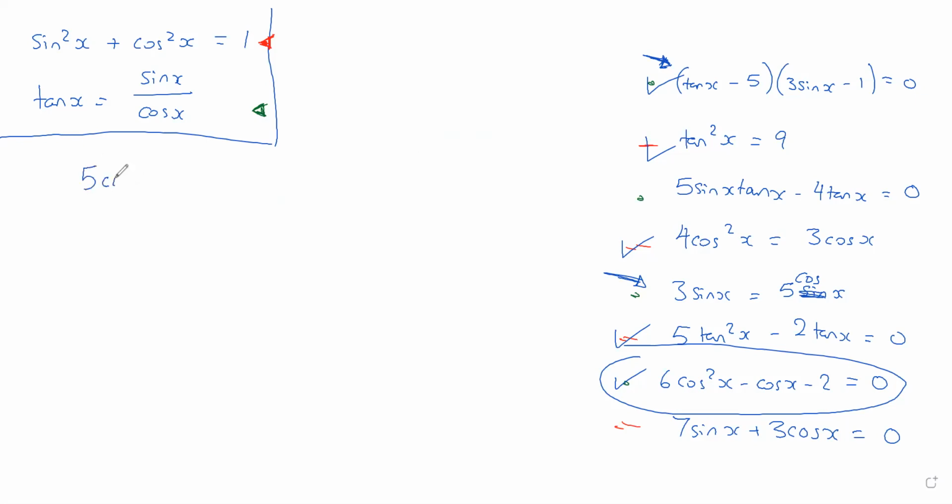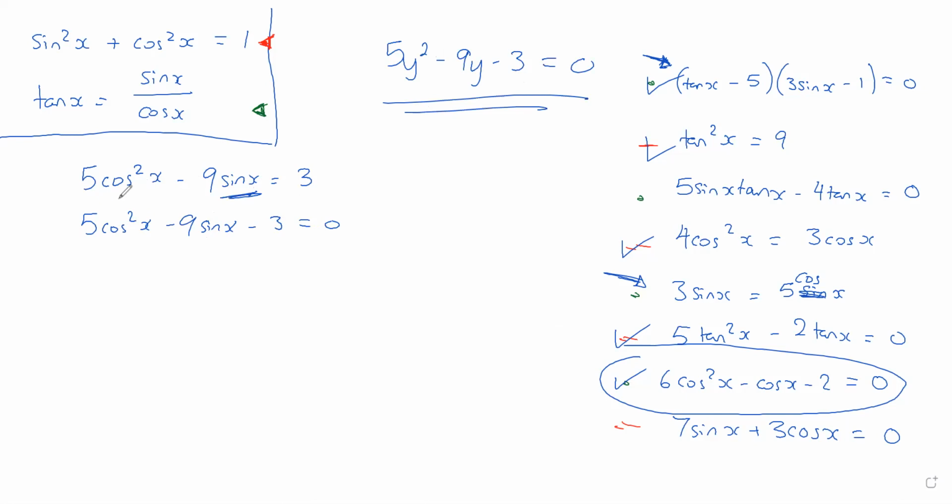You've got 5 cos squared x minus 9 sine x equals 3. You're going to see a lot of questions where you have sine and cos involved, and one of them is squared, one of them's not. This is a problem because you can't just say 5y squared minus 9y. You obviously want to rearrange so that one side equals 0. But you can't do that because that's a sine and that's a cos. If you make y equal cos x, it's not valid for the sine, and vice versa. So that is not possible right now.